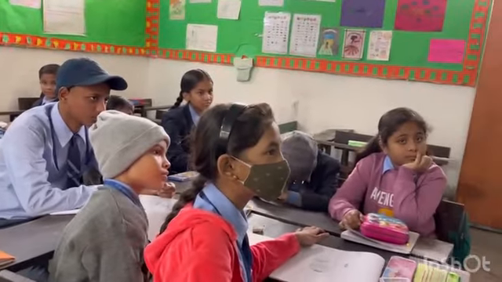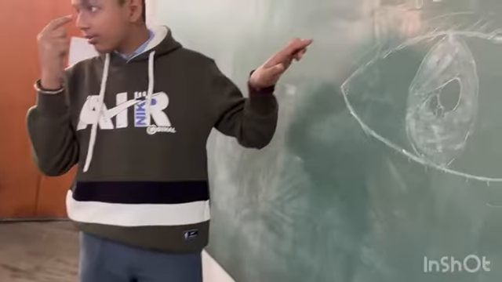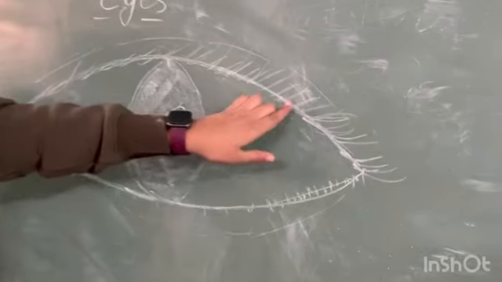And from the downside it should be dark, and from the upside it should be a line like this. So this is how you create the eyes.